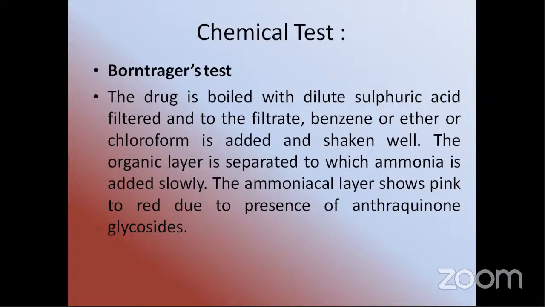In the modified Borntrager test, one more ingredient is used, which is ferric chloride. Ferric chloride solution is used after making the extract with dilute sulfuric acid. After that, benzene, ether, or chloroform is added and shaken well. The rest of the steps are similar to the Borntrager test. So this is the modified Borntrager test, and I have already discussed the difference between the modified Borntrager test and the Borntrager test.